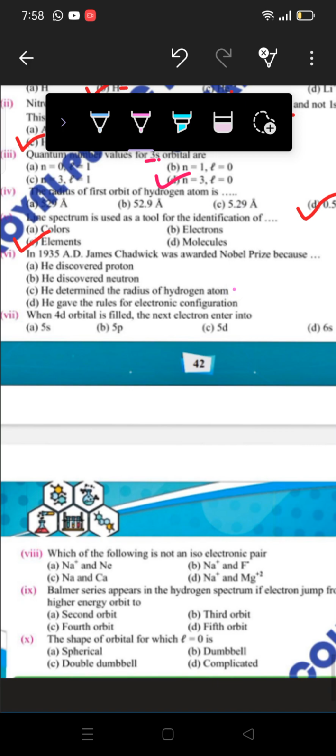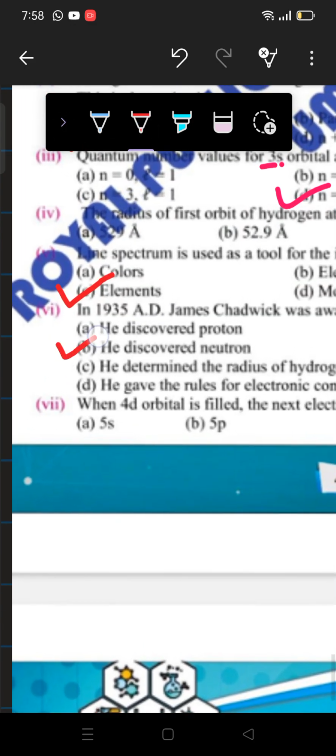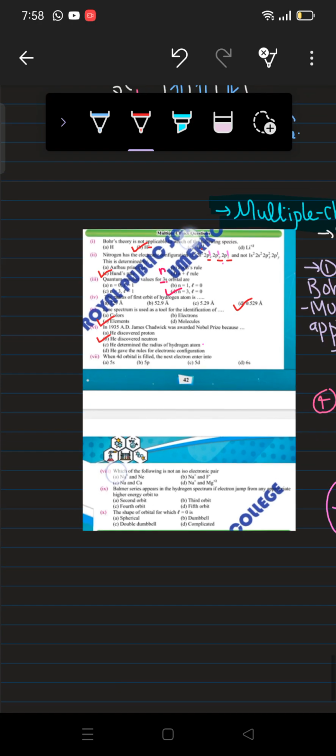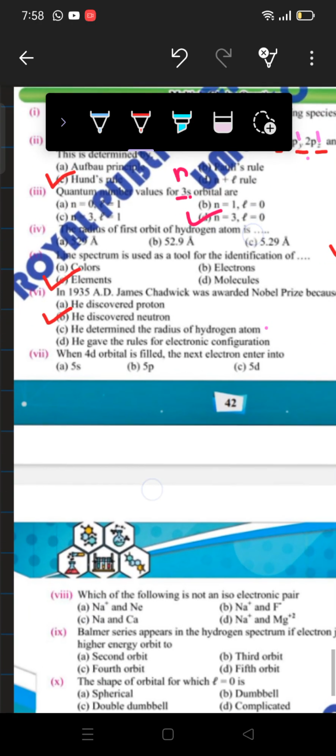So let's dive into the other options. Let's read C first. He determined the radius of the hydrogen atom. No, the radius of the hydrogen atom was determined by Niels Bohr. So this is wrong, the first one is wrong as well, C is wrong as well. He gave the rules for electronic configuration. Of course not. He has not played any role in electronic configuration. So D is wrong as well. B, he discovered neutrons. So yes, this is the correct option, right? He has been awarded the Nobel Prize for discovering the neutron.